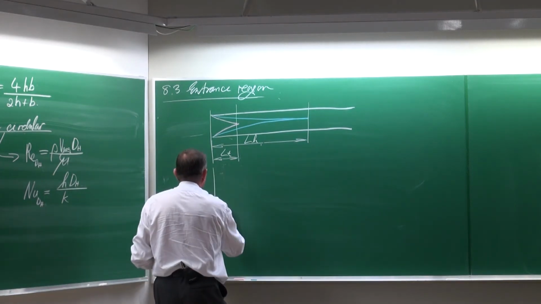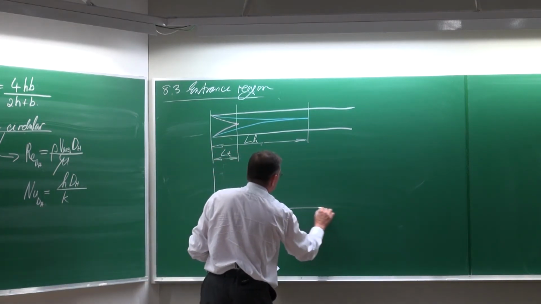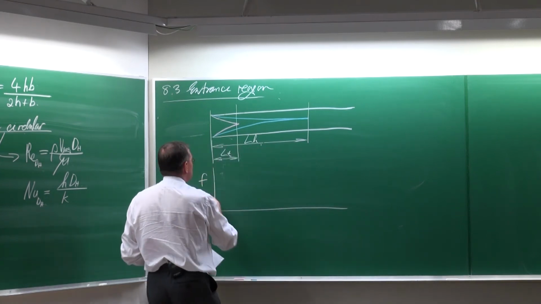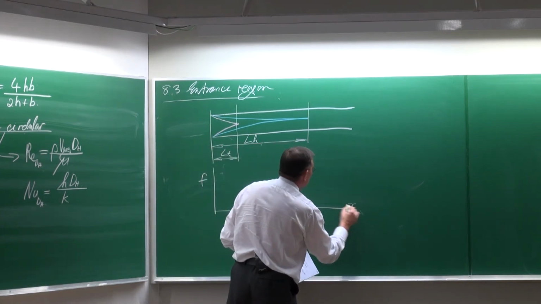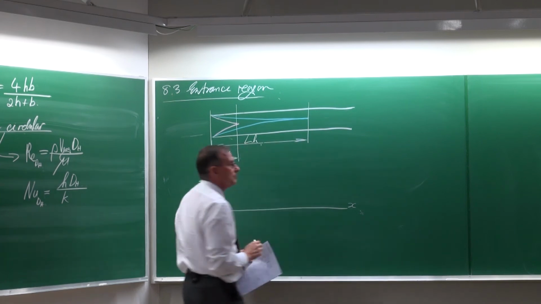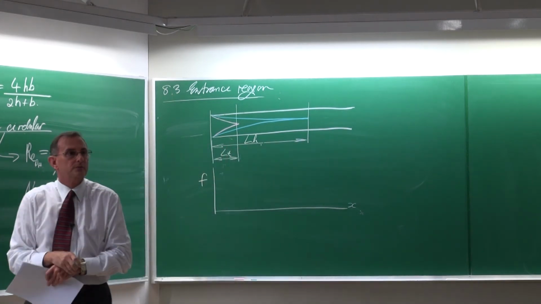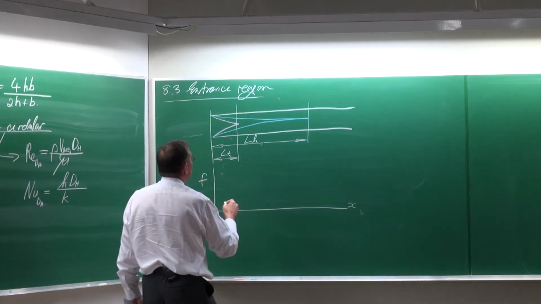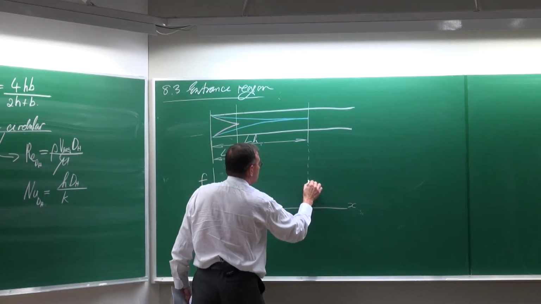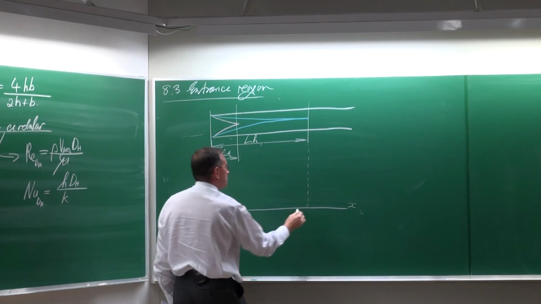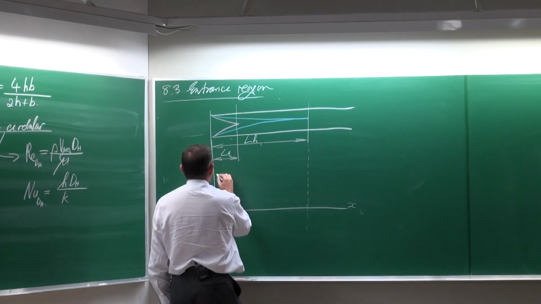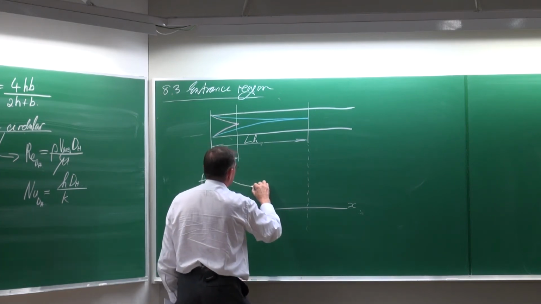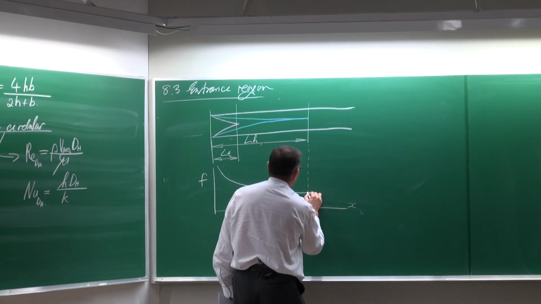Why is this important? For the following reason. If we look at the friction coefficient downstream the pipe or the tube, then there is the distance where it is fully developed. Then the friction factor is going to do something like this.